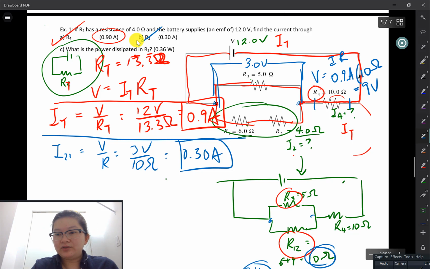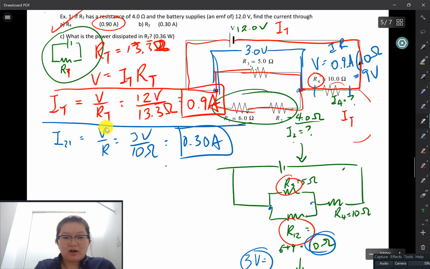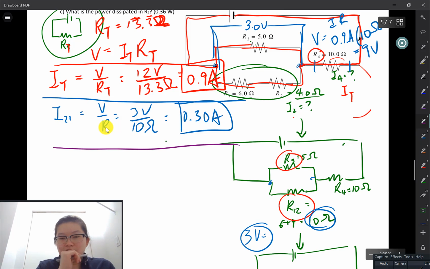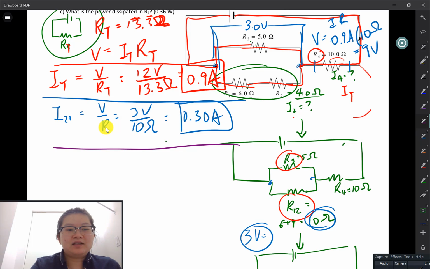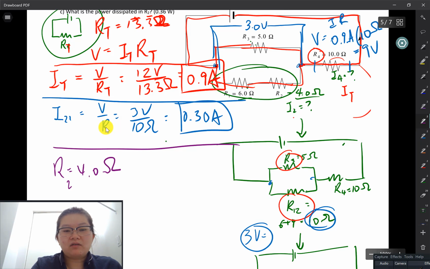Last up we have C. I'll do this one in purple. So what is the power dissipated in R2? For R2, we know many things already. We know the resistance, which is 4 ohms. We also know the current, which is 0.3 amps.